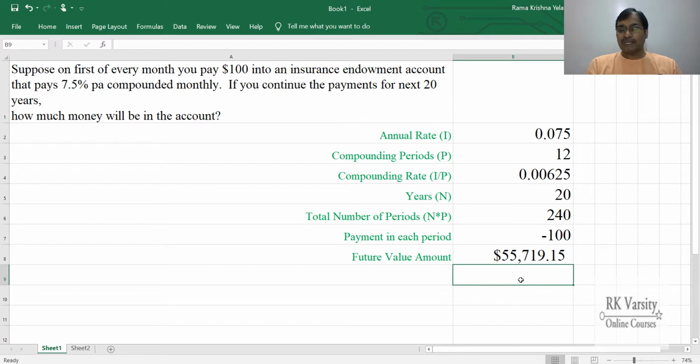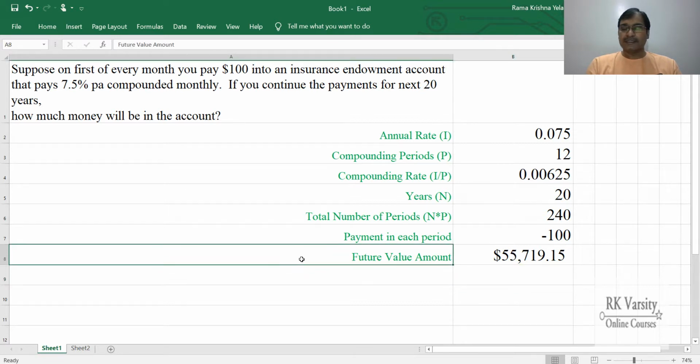So you will have $55,719 in your account at the end of the 20th year. This is how you calculate future value annuity due with other compounding periods using Microsoft Excel.